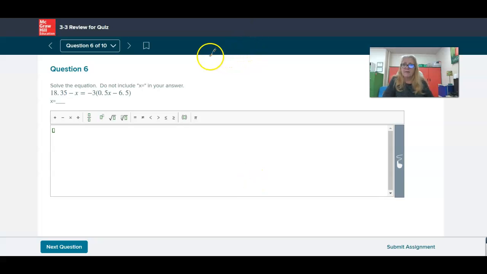Okay, so we have 18.35. Definitely want to be armed with a calculator on this section. 18.35 minus x equals -3 times (0.5x minus 6.5). Now watch me do this one, and then the next one you can go ahead and do it ahead of time.